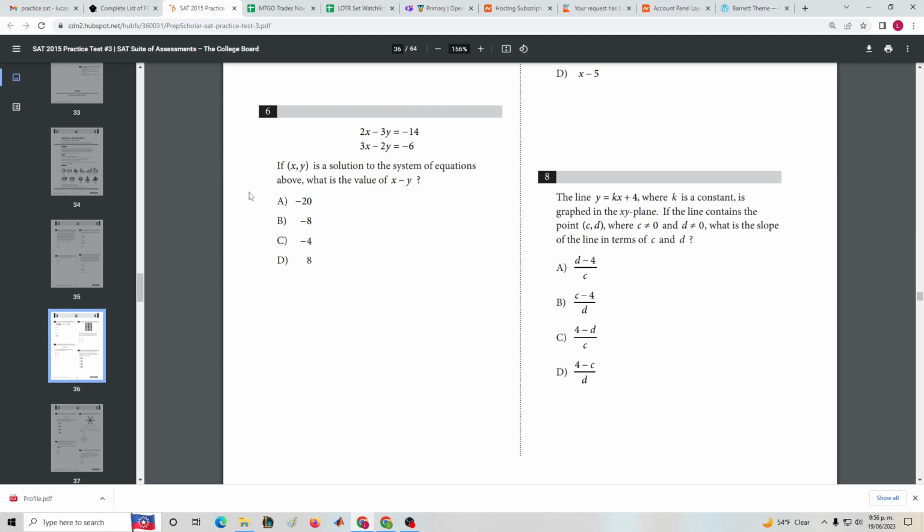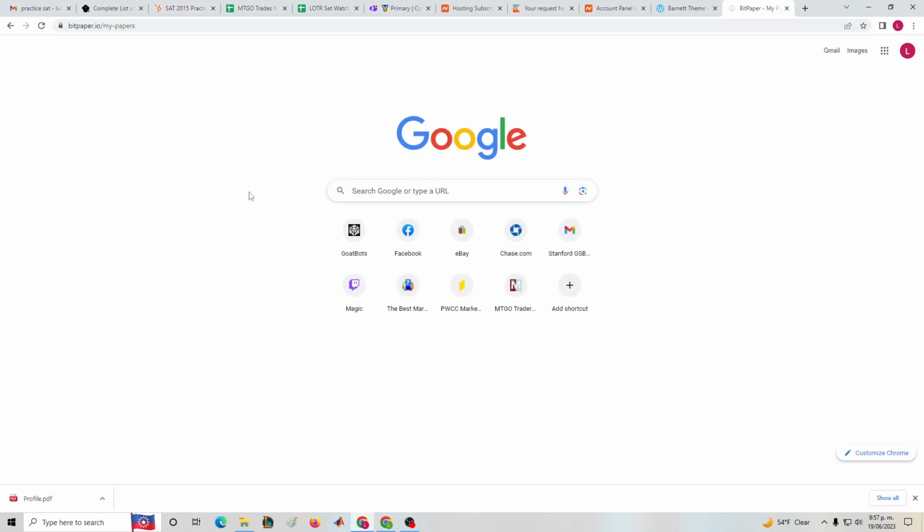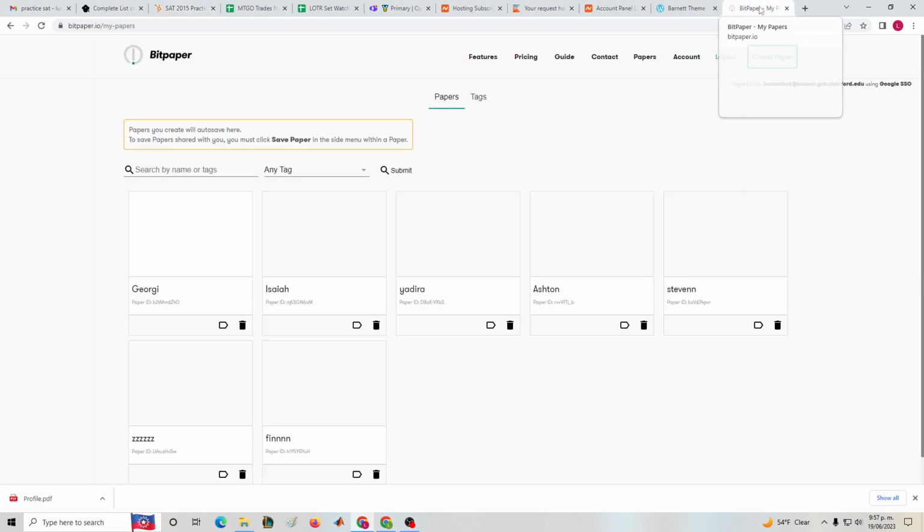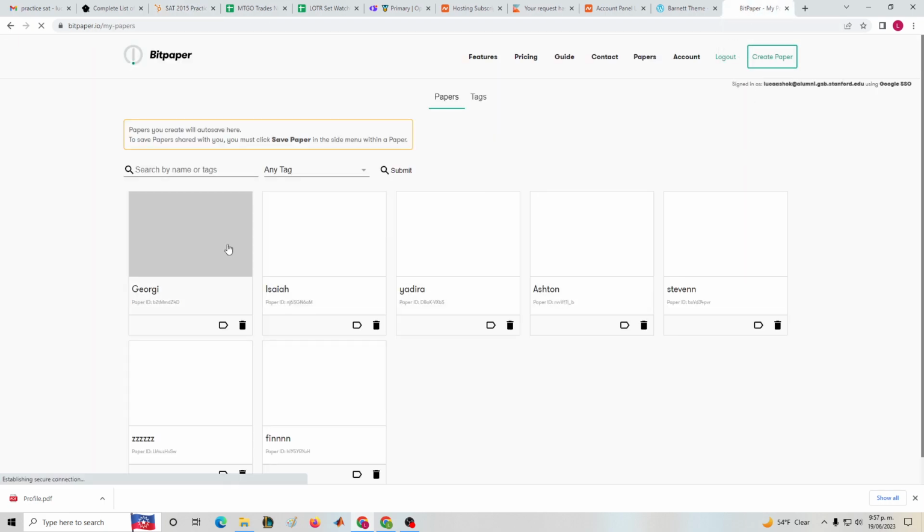There's always a trick. In this case, the trick is, what if instead of solving for x or y, we just solve directly for x minus y? That would be a lot faster, wouldn't it? So how do we do that? Well, you have to be a little bit creative, but if you look at these two equations, if we add them together, sorry guys, let me pull up a piece of paper so I can write this out.